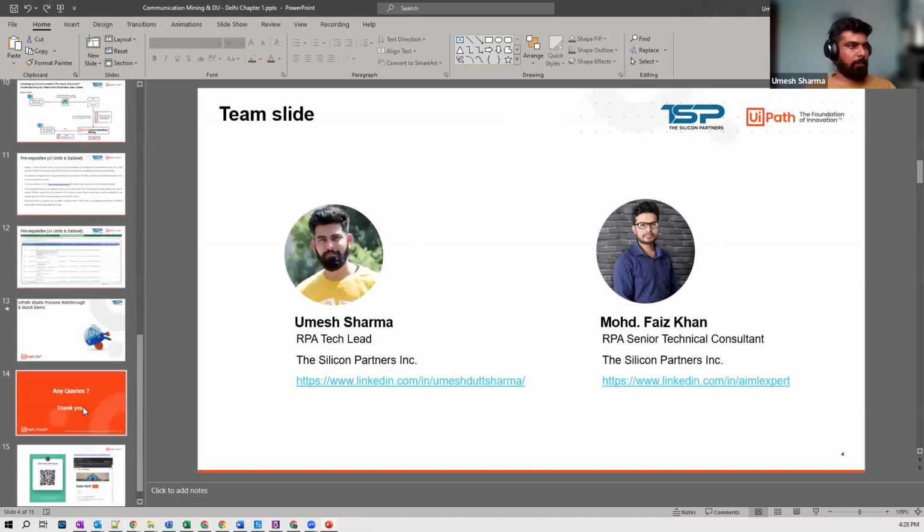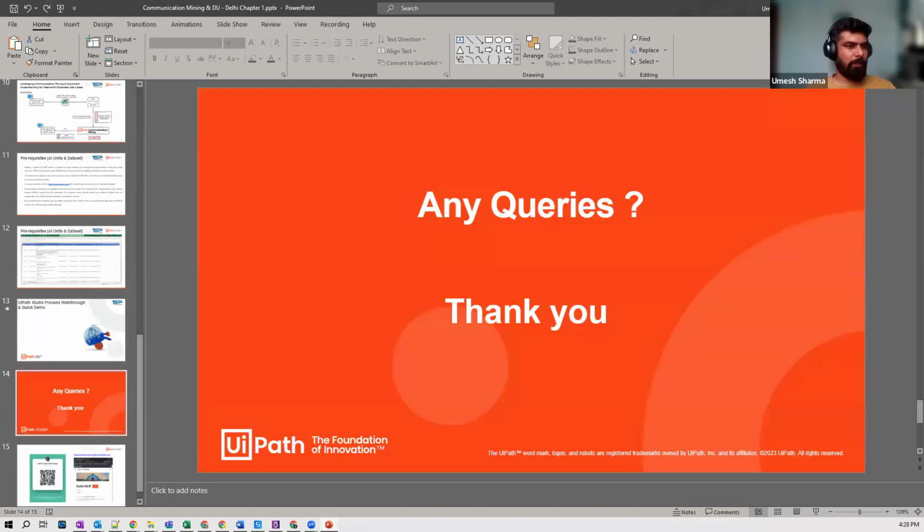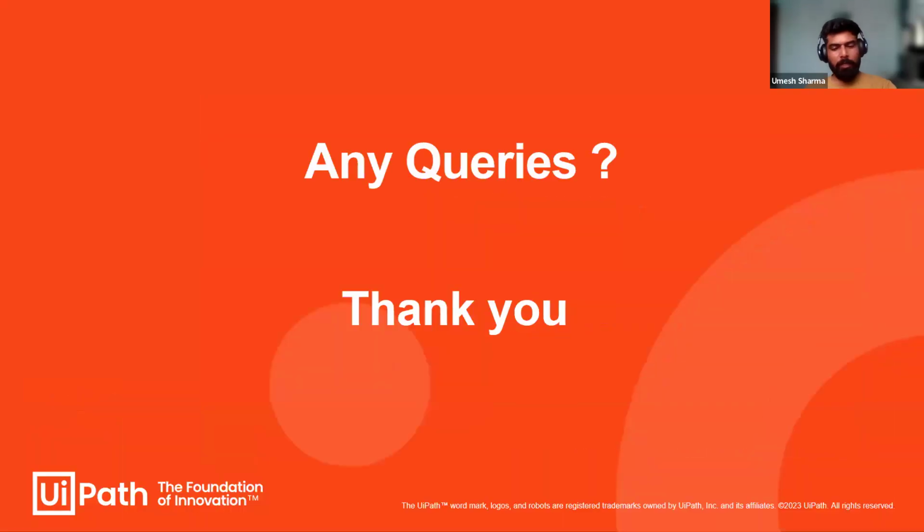Coming to the slide, we already covered the quick demo as well. I hope you liked the business use case, how we covered it, what stages are involved in communication mining, and how we can integrate different parts of automation to build an end-to-end solution. We are open to any queries and questions. Feel free to post your questions on the chat. We'll be happy to answer your queries.